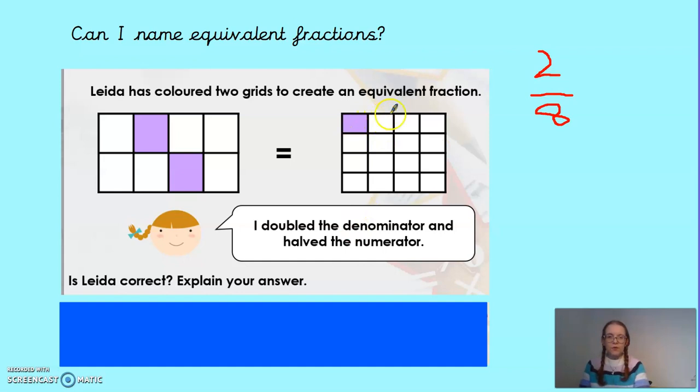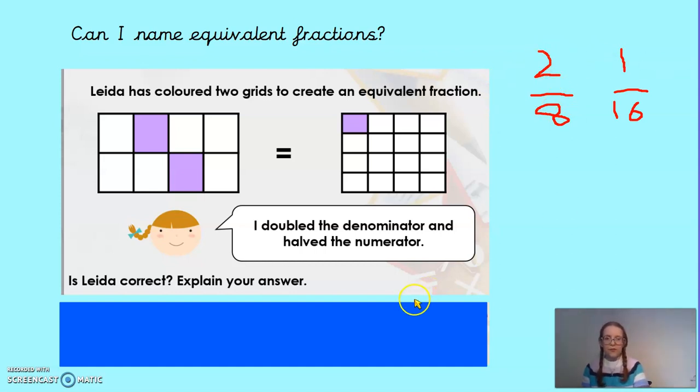Okay, here she's got 1, 2, 3, 4 by 4, which is 16 underneath. There we go, and she's coloured in 1, which gives her 1/16. However, these are not equivalent fractions because they're not equal. If I wanted to make this equal, both of my numbers are going to get bigger.